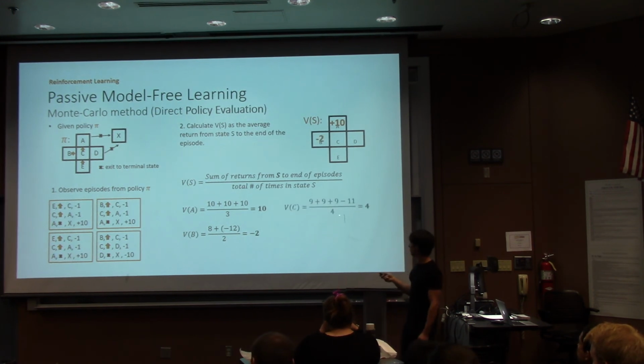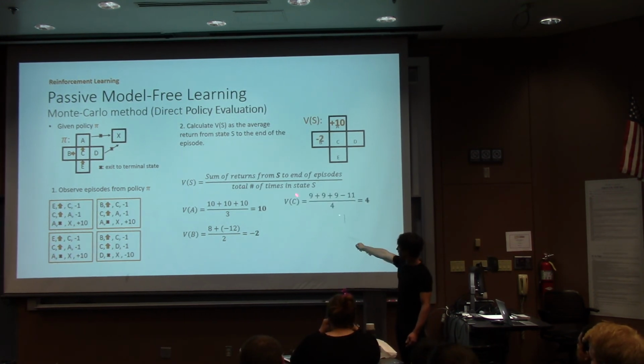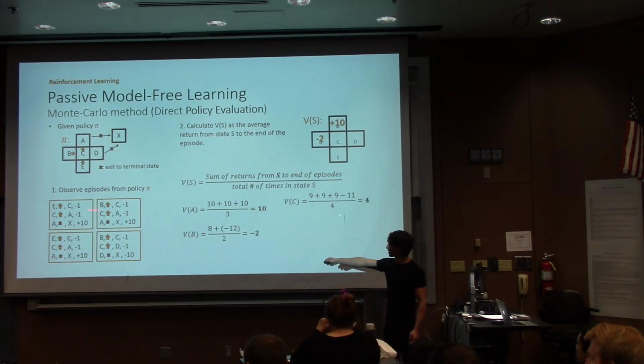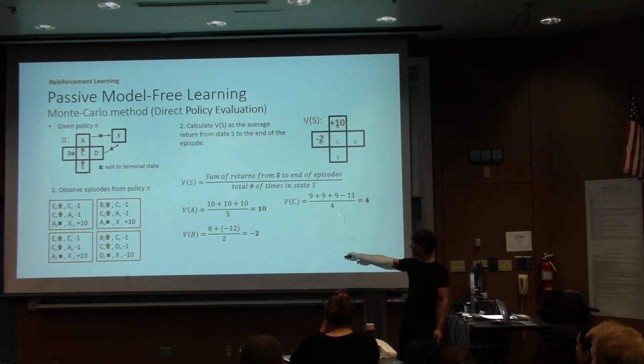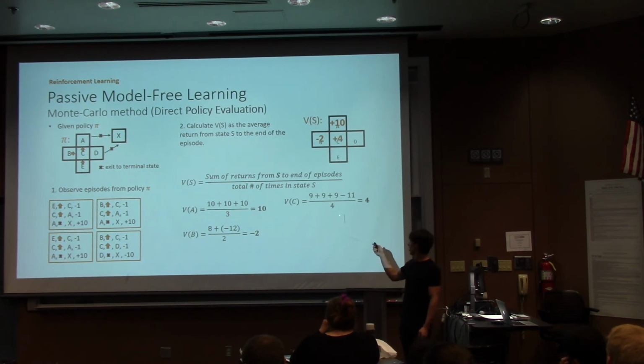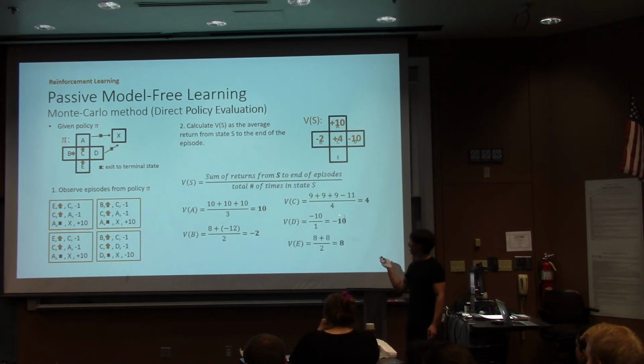We'll do the same thing for each other one. Let's take a look at C here. Notice we see C 4 times, but C starts in the middle of the transitions, which means that the first return for the value of C in this sample is going to be -1 plus 10. Not -1 plus -1 plus 10, just -1 plus 10, because we started at C. You do the same thing for each of the episodes, and you get the values for each of them. That is the Monte Carlo method.